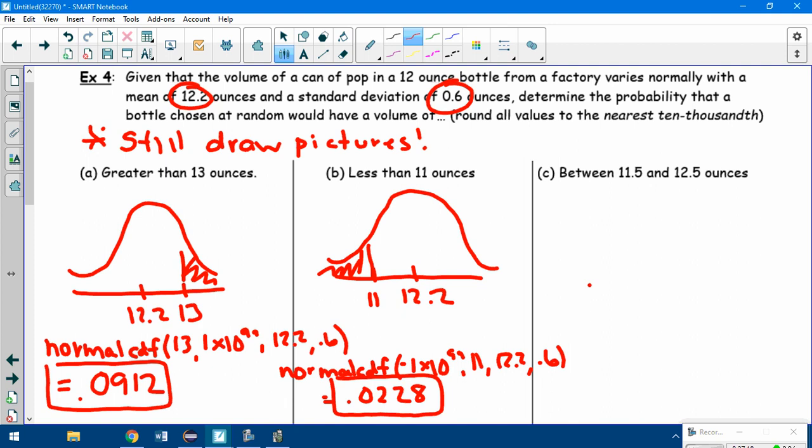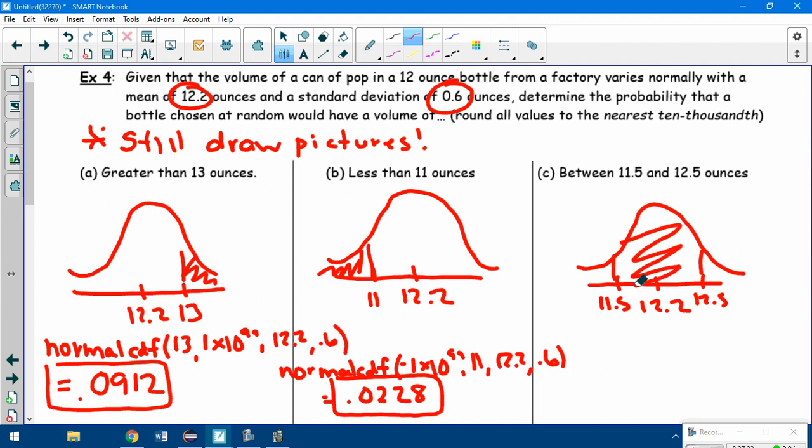And the last one is between 11.5 and 12.5 ounces. I expect this probability to be a little bit higher because it's where most of the data is. Okay, so we're going to do normal CDF. What's your lower this time? 11.5 up to 12.5 with a mean of 12.2 and a standard deviation of 0.6.